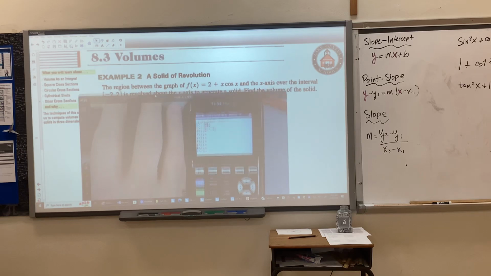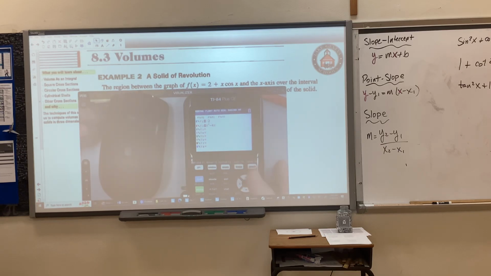X cosine of x. Make sure you're in radian mode. Oh, this thing is so terrible. I'm just checking that one to see if it's normal. It's pretty normal. So we're going from -2 to 2, is that what it said? Yeah.